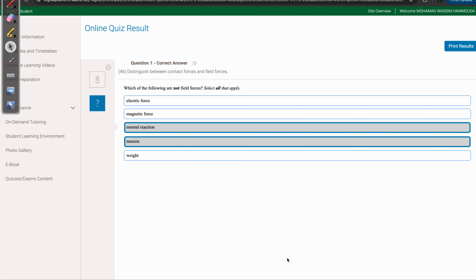Today I'll be solving the Term 1 Week 9 Mechanics quiz for grade 11S. Let's go. Which of the following are not field forces?